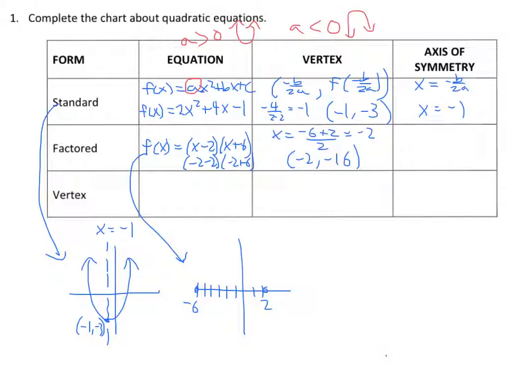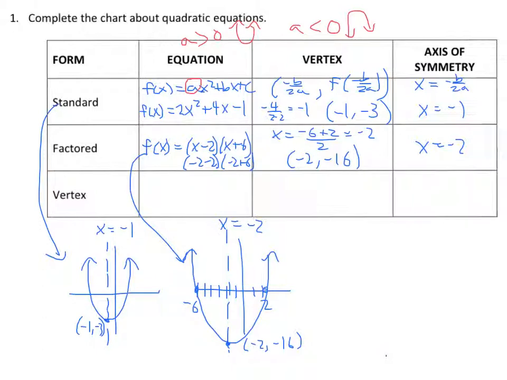And then again, the axis of symmetry is a vertical line going through the vertex. So our vertex was way down here at negative 2, negative 16. The parabola looks something like this, and the axis of symmetry is x equals negative 2 in this example.